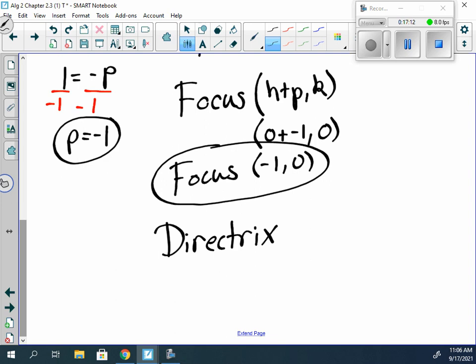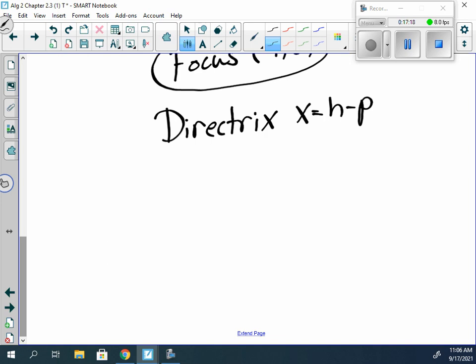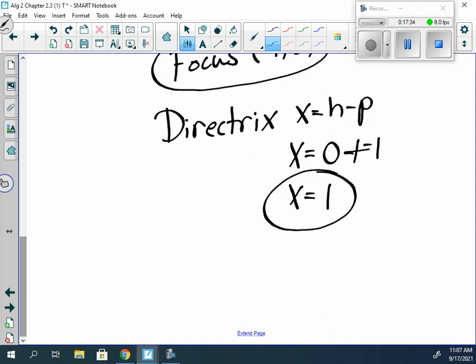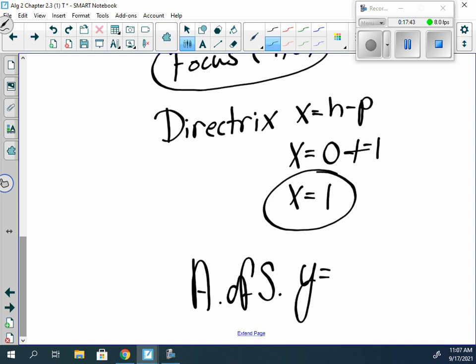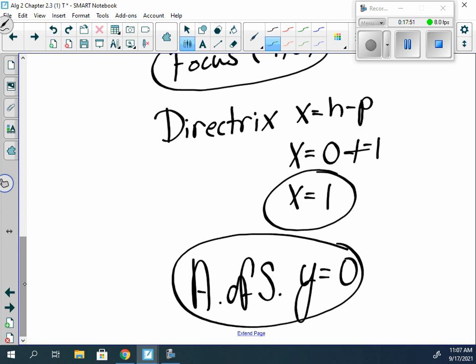Now our directrix, they told us, is x is equal to h minus p. What is h? Minus. What is 0 minus negative 1? Negative and negative make a positive. So x equals 1. The axis of symmetry is y is equal to k, which is just 0. And that's it.